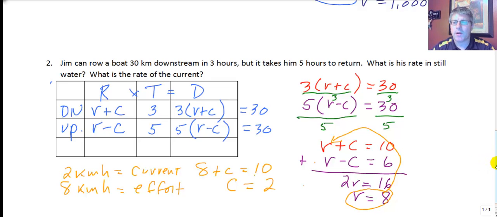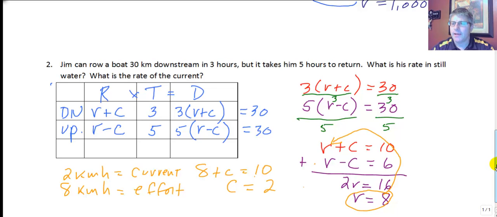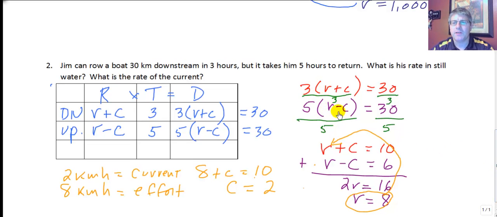So there's a couple good sample problems with wind and current. Again, I caution you against distributing here. It's much easier to divide and solve these using linear combination. So that wraps that up, and we will see you in class.